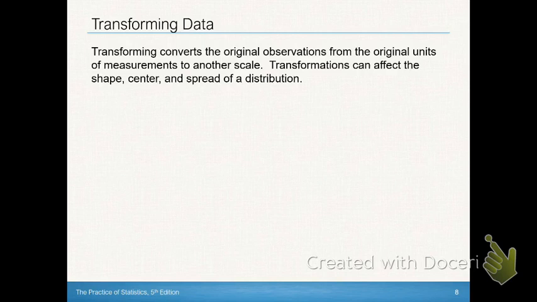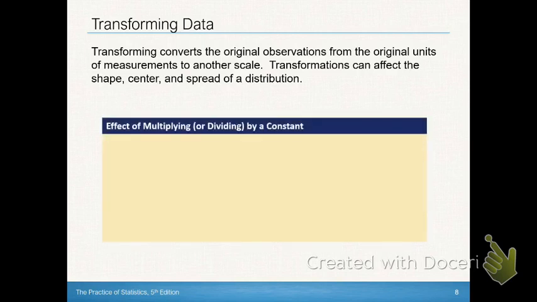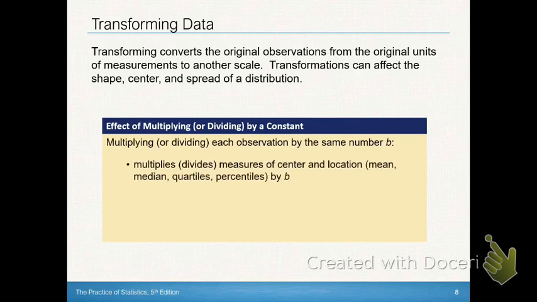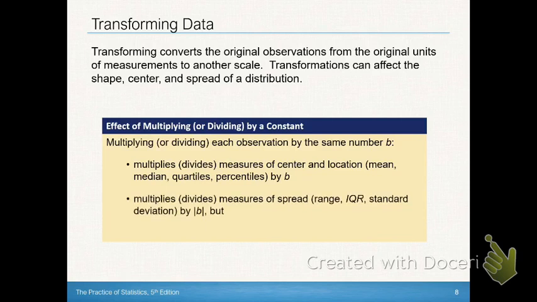Now let's see what would happen if we multiplied or divided all of those values in a data set by some constant. So if you multiply or divide all of the values in a data set by a constant, all of the measures of location and center change by that same value. So you'd multiply the original mean, median, quartiles by that constant. And this time, the measures of spread also change. They get multiplied by the absolute value of that constant.